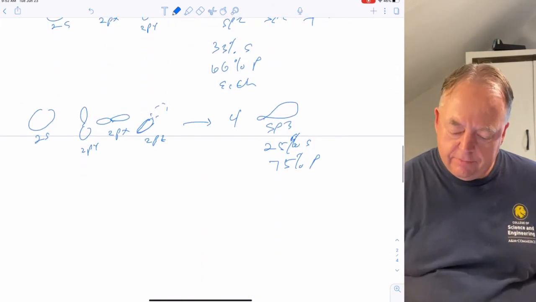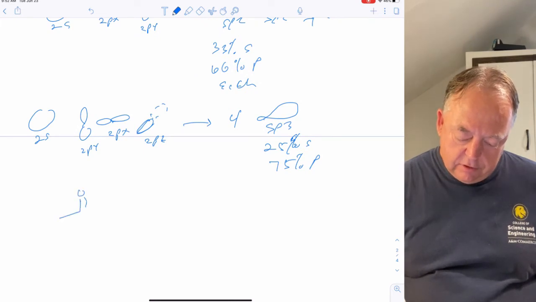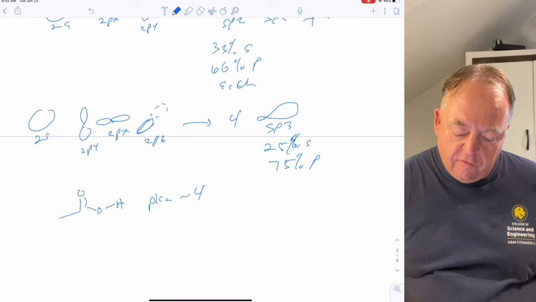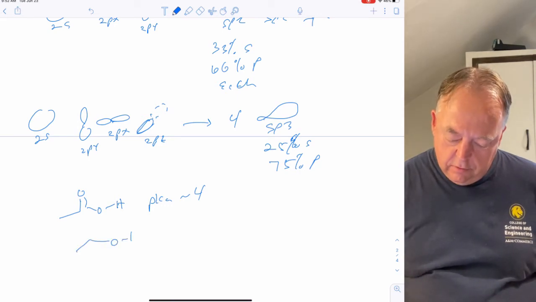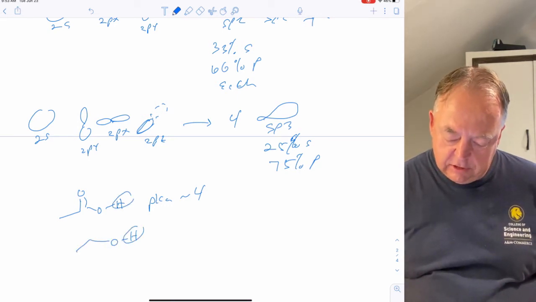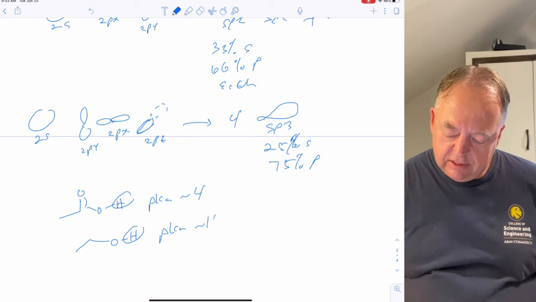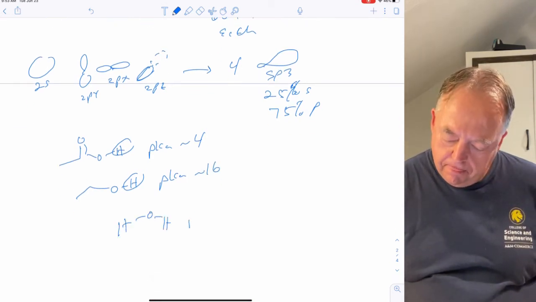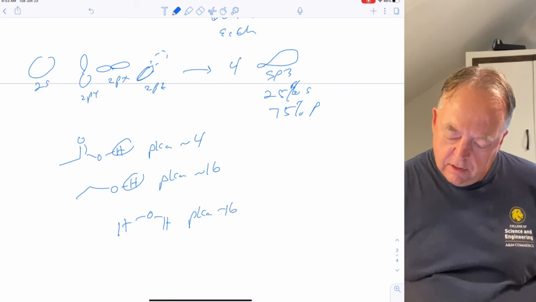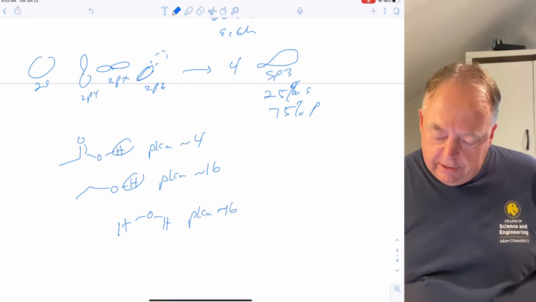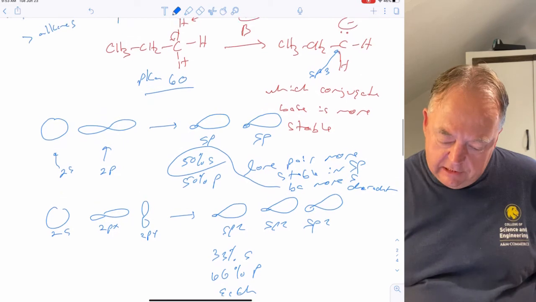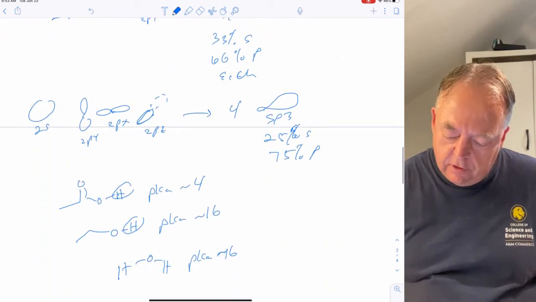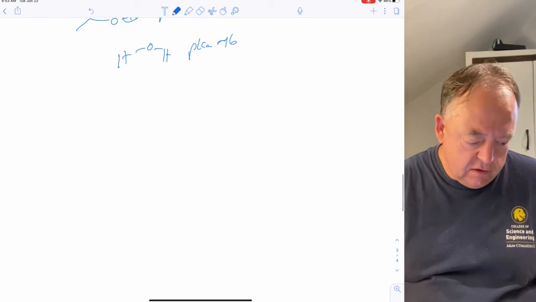For comparison purposes, if you had a carboxylic acid, the pKa is around 4. If you have an alcohol, that hydrogen's pKa is around 16, which is comparable to water. So the alkyne's pKa is only 26, so it's not that acidic, but it's acidic enough that if you have a strong enough base, you can remove it.